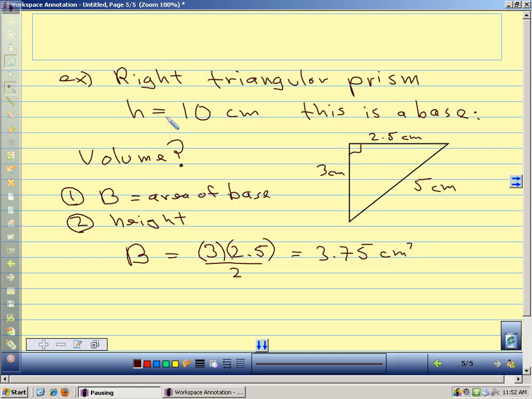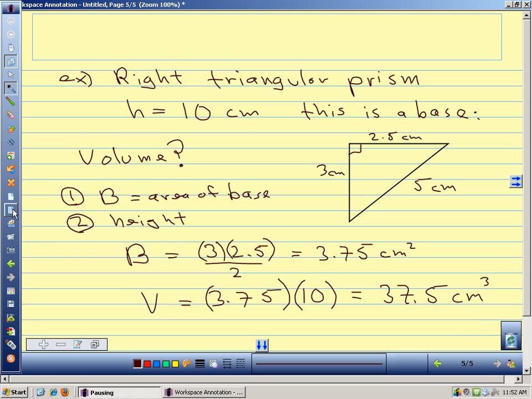We know our height. It gives us the height of our prism is 10 centimeters. So our volume is 3.75 times 10. And I get 37.5 centimeters cubed. Questions on that formula? All right, let's talk real quick about our surface area formula, and then we'll be done with our notes.